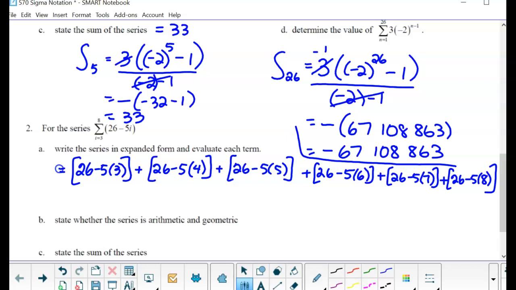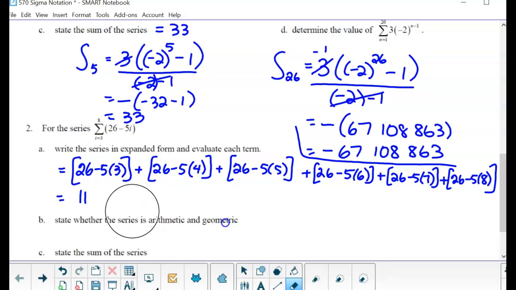Okay, that index of summation is always natural numbers. Well, technically, I guess you could start at I equals 0. Sometimes that happens. So whole numbers. But they're never negatives. 26 minus 15 is 11. 6. I'll line them up underneath.